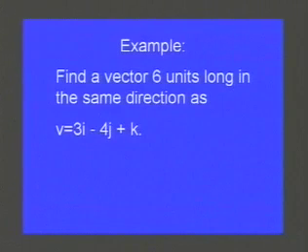All right, another example, this is going to seem familiar to you as well. Find a vector 6 units long in the same direction as v, which is 3i minus 4j plus k. Now you've seen this type of problem in section 3.3.